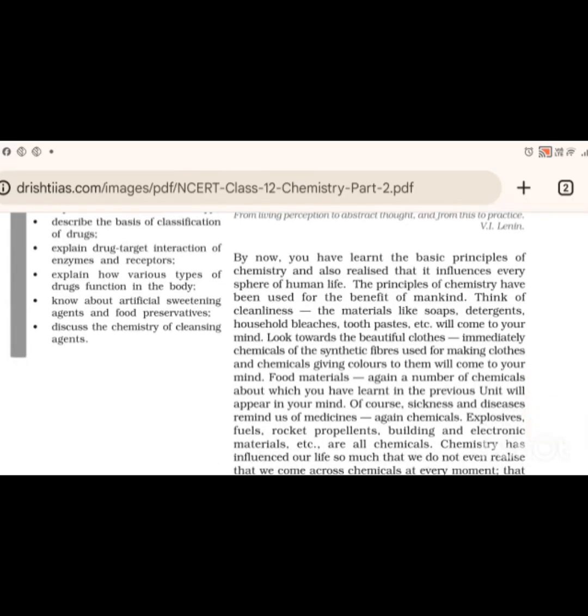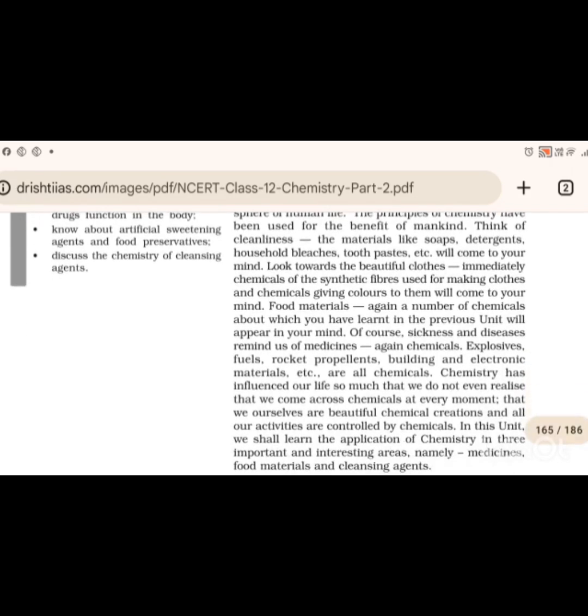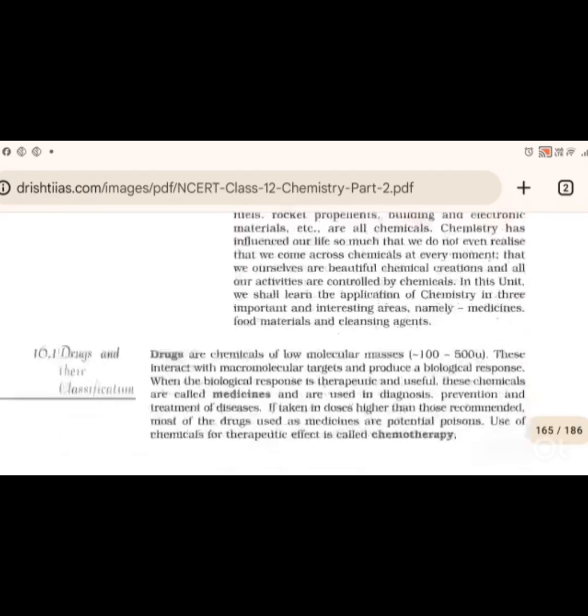Food materials, again a number of chemicals about which you have learned in the previous unit will appear in your mind. Of course, sickness and diseases remind us of medicines, again chemicals, explosives, fuels, rocket propellants, building and electronic materials, etc. are all chemicals. In this unit, we shall learn the application of chemistry in three important and interesting areas, namely medicines, food materials, and cleansing agents.